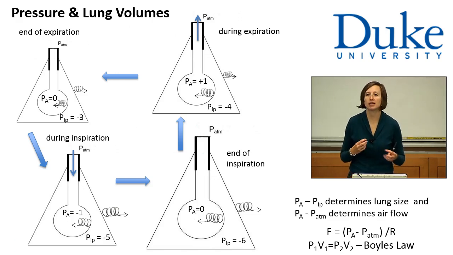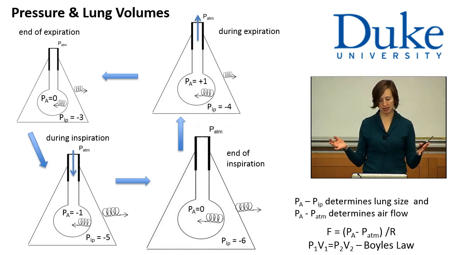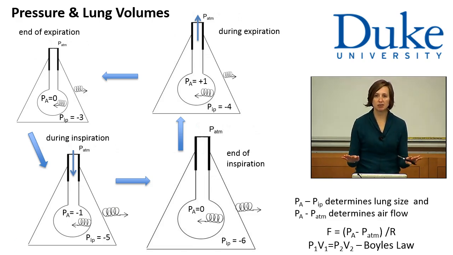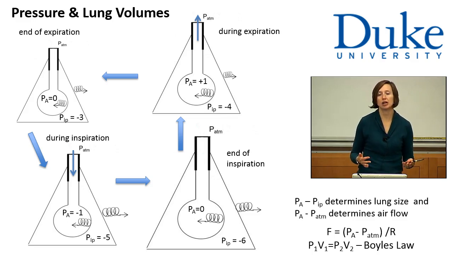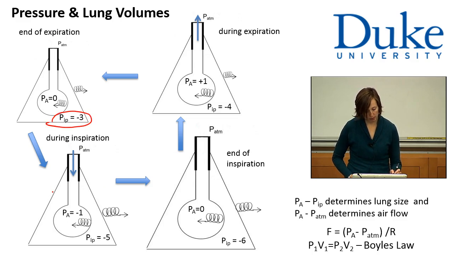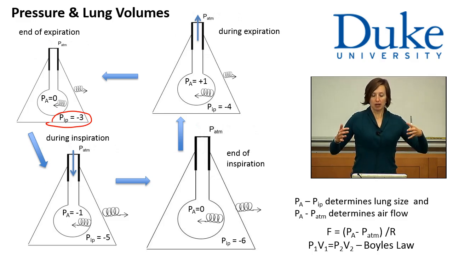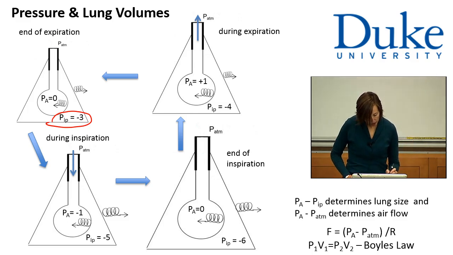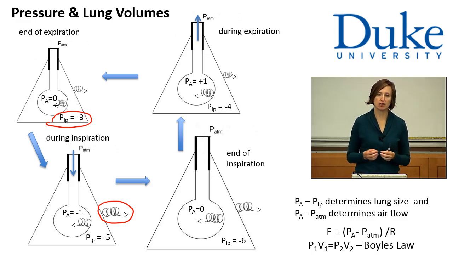So let's talk about then what's going to happen through the ventilation cycle. We're going to start at the end of expiration, where we've just exhaled. And so now we've got the scenario that we just talked about, where the chest wall wants to expand, the lung wants to contract, and so we've got a normal intrapleural pressure of -3. As we inspire, just when we're starting to inspire, we're going to increase the force that the chest wall is exerting on the system.